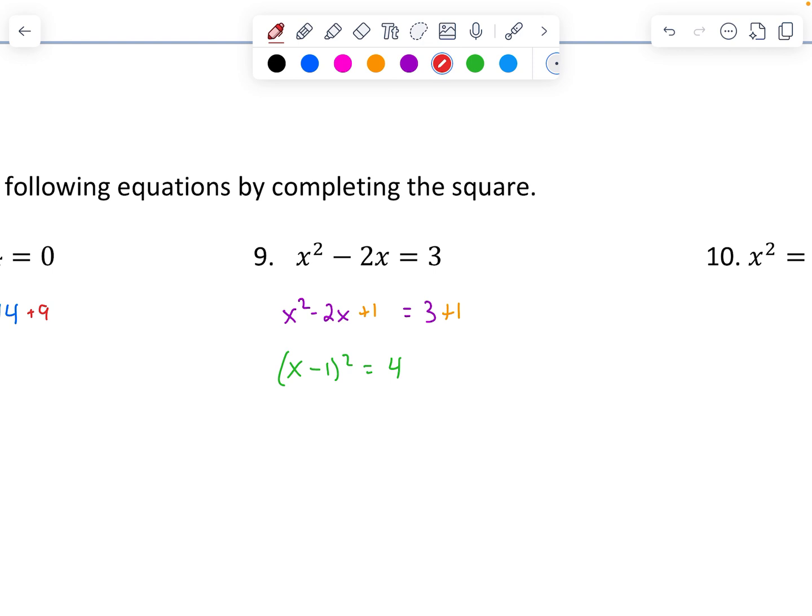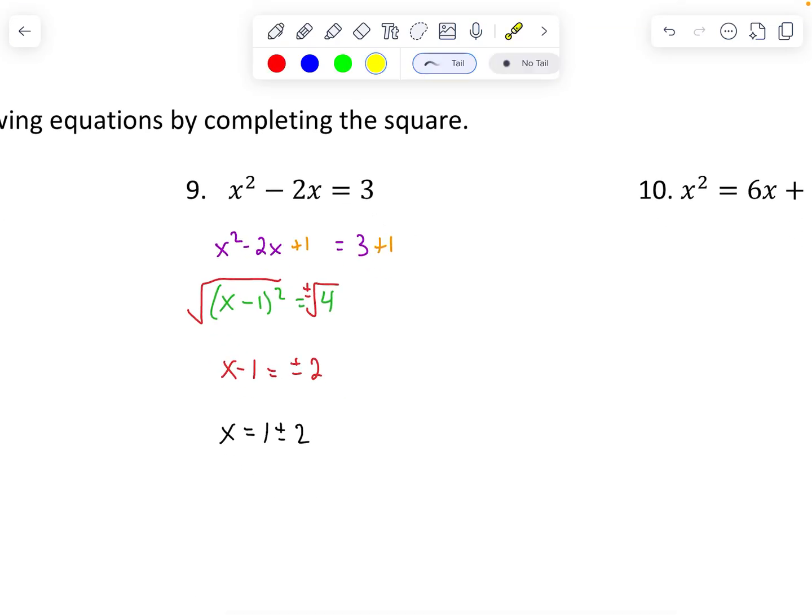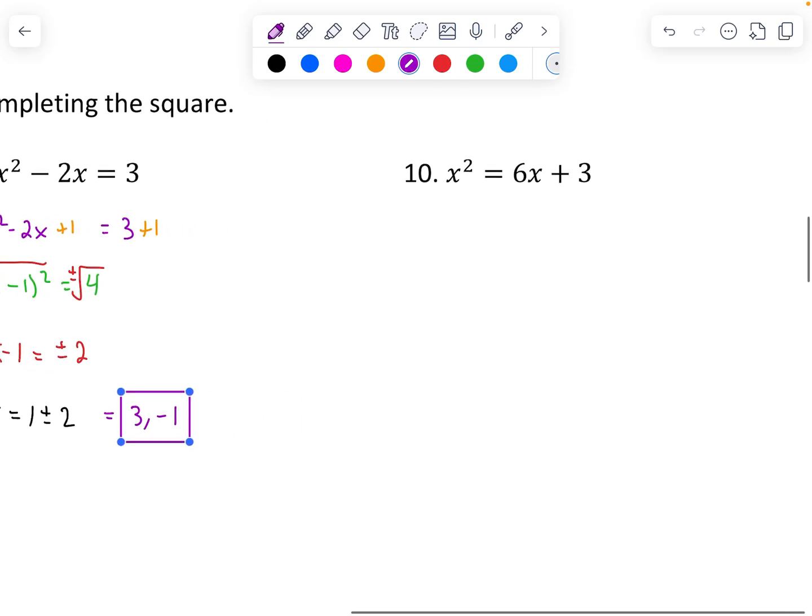And then that allows us to square root both sides. Square roots plus or minus. And so you get x minus 1 equals plus or minus 2. And then add 1. And then once again, we're going to do 1 plus 2 and 1 minus 2. So 1 plus 2 is 3, and 1 minus 2 is negative 1 to get our solutions for x there.